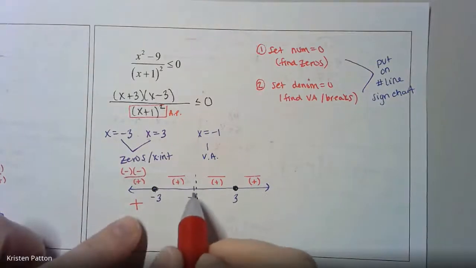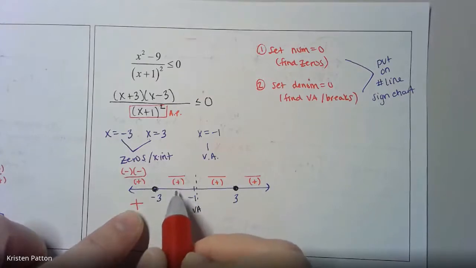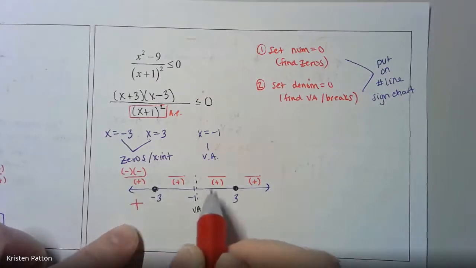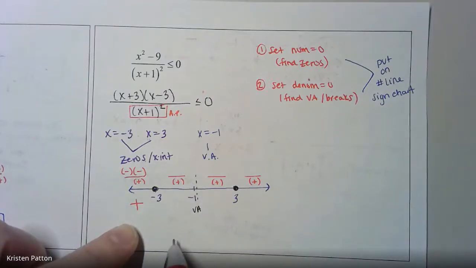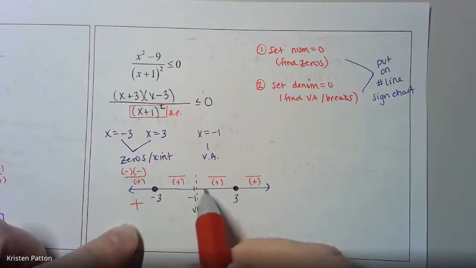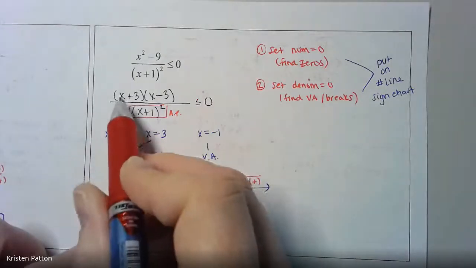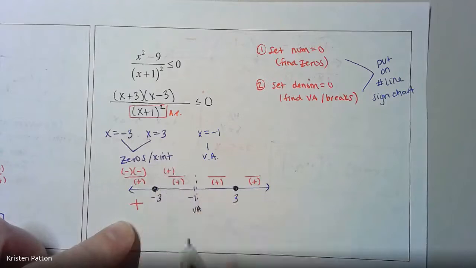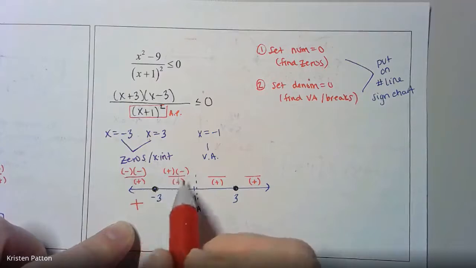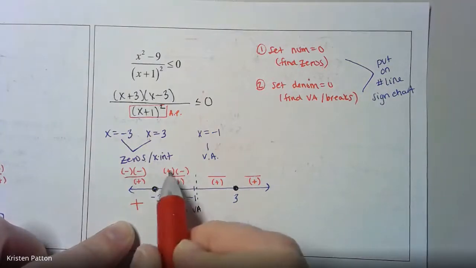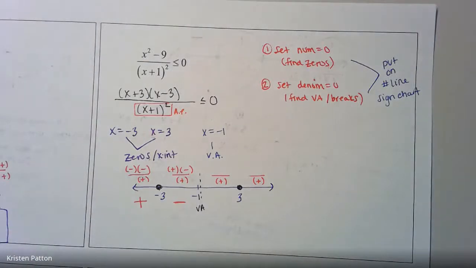I'm going to pick a -2. Notice again, I'm not marking anything else on my sign chart. If it helps, you can come right down here and plug in a -2, but I'm trying to not clutter this that much. So when I plug in a -2, -2 plus 3 is a +1. -2 minus 3 is a negative. And so overall, a positive times a negative is negative, divided by a positive is still negative.